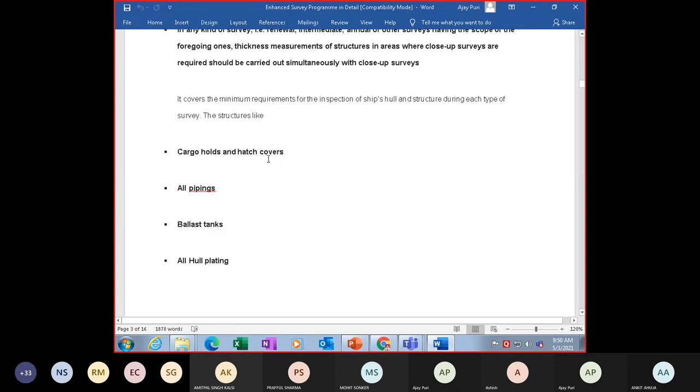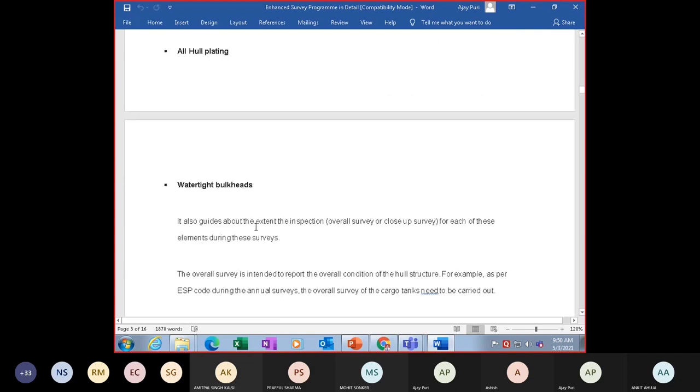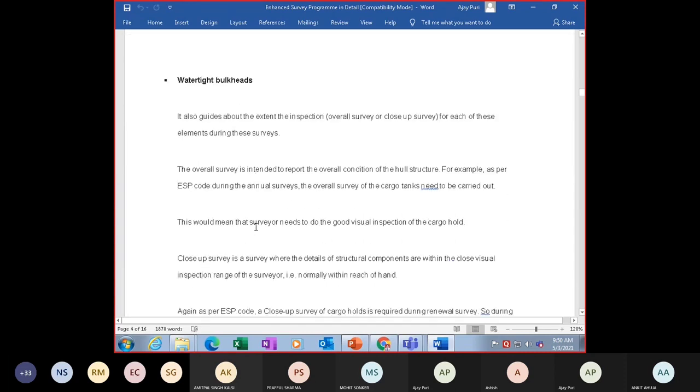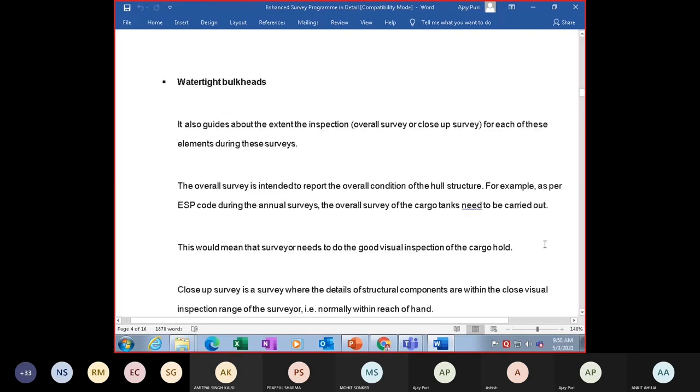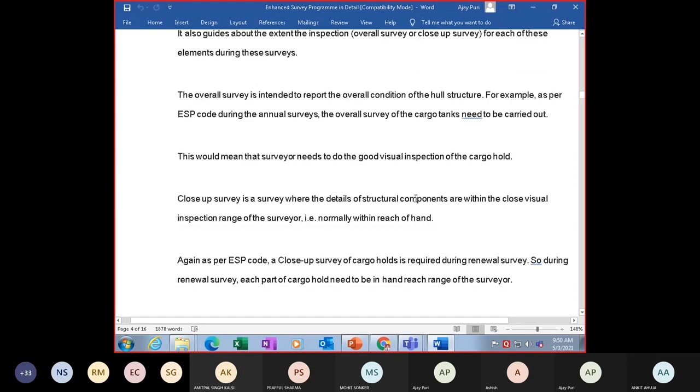So what areas you are checking in this ESP will be cargo holds, hatch covers, pipings, ballast tanks, hull plating, watertight bulkheads. So here you have to do overall survey of the cargo tanks. This means surveyor needs to have good visual inspection of the cargo hold, and close-up survey will have detail of structural components within the close visual inspection range of surveyor. So that means he can touch and see.